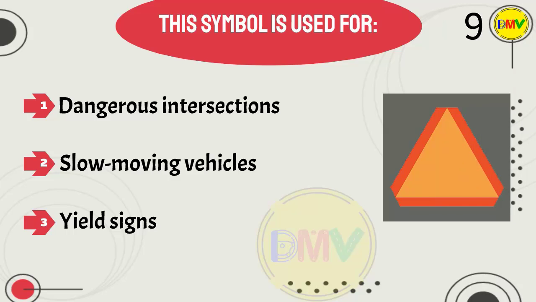The question 9. This symbol is used for 1. Dangerous intersections. 2. Slow-moving vehicles. 3. Yield signs. The correct answer is 2. A reflective orange triangle on the rear of a vehicle means it travels only at slow speeds. You may see this sign on roadwork equipment, farm vehicles, or horse-drawn wagons and carriages. It appears as a solid orange triangle during the day and a hollow red triangle at night.